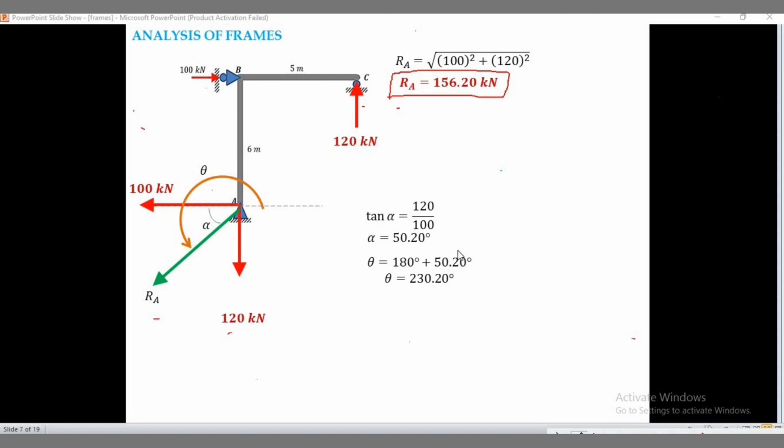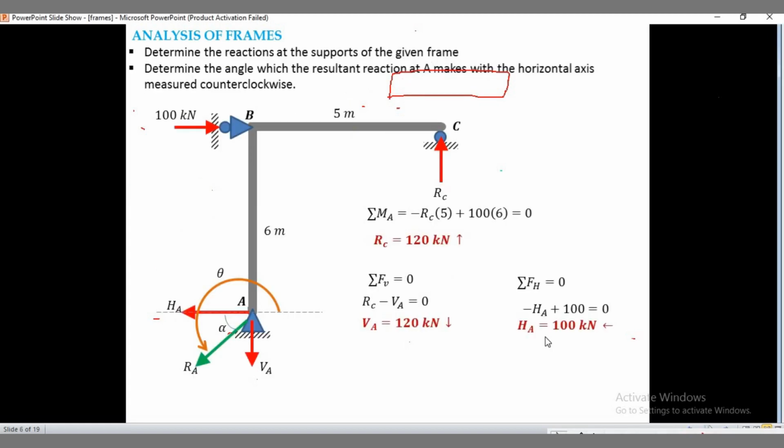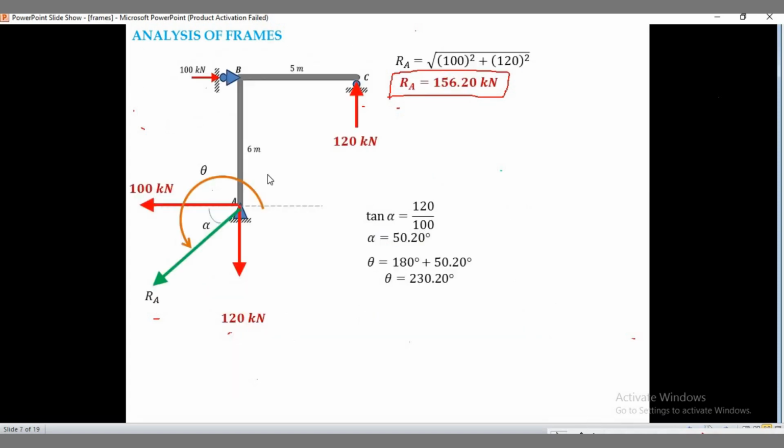Now, yung tanong kanina, ano yung angle? Ano yun? Balikan ko lang. Determine the angle which the resultant reaction at A makes with the horizontal axis. So, ano daw yung angle from the horizontal axis? Now, the direction will be counterclockwise. So, if this is RA, ang tinatanong na angle sa atin ay itong theta. Kasi sabi niya, from the horizontal axis, ito yung ating horizontal axis, but the direction is counterclockwise. So, yung hinahanap natin is theta.